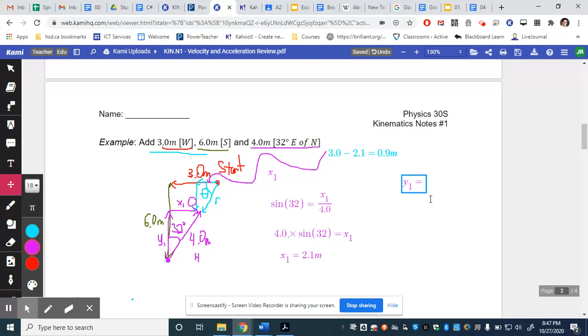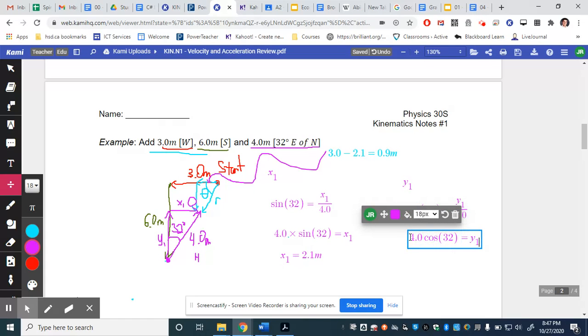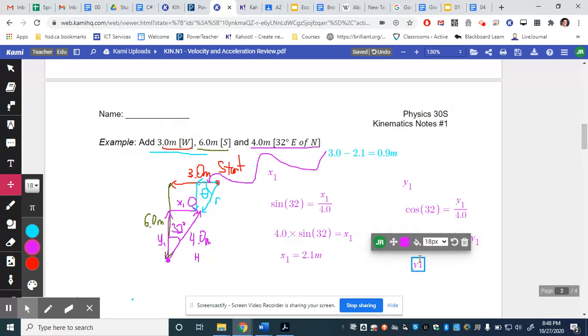All right, y1 equals, what is y1 going to be? It is going to be cos of 32. So look at your question, and what you'll see is we know the adjacent and the hypotenuse, and so we're going to use cos. And if we do this, we're going to get the same kind of setup. It's 4.0 cos of 32 equals y1. And then we get the answer to be 3.4. So y1 equals 3.4 meters. Very good.